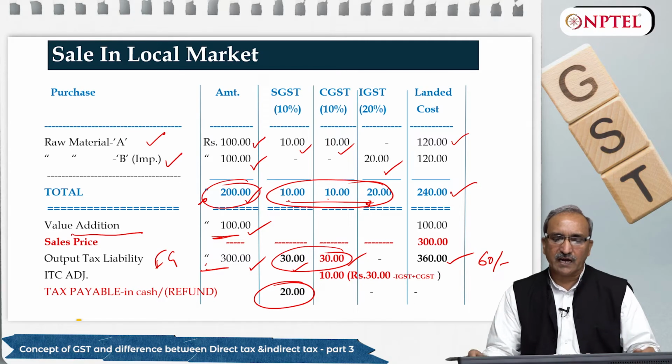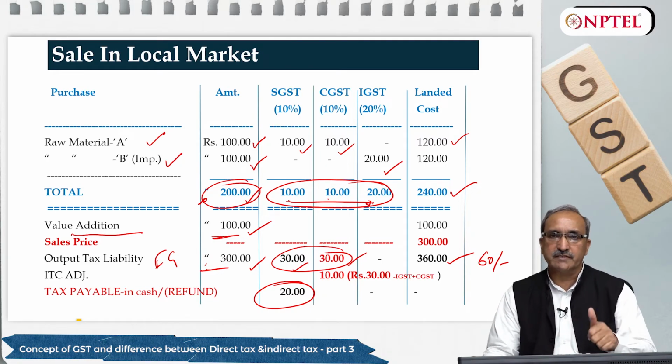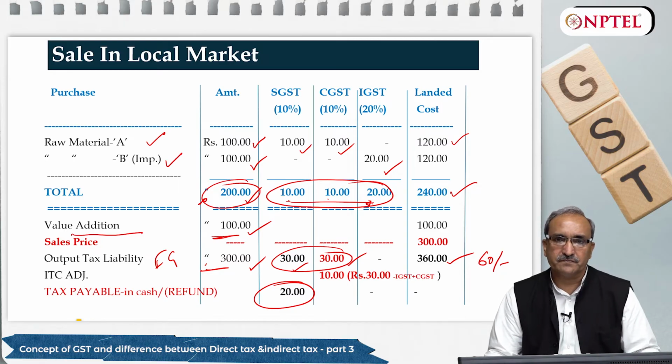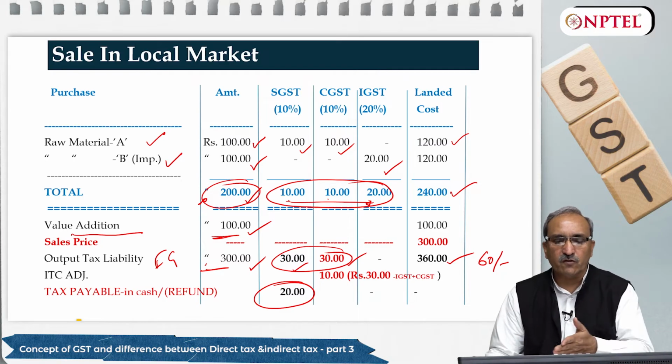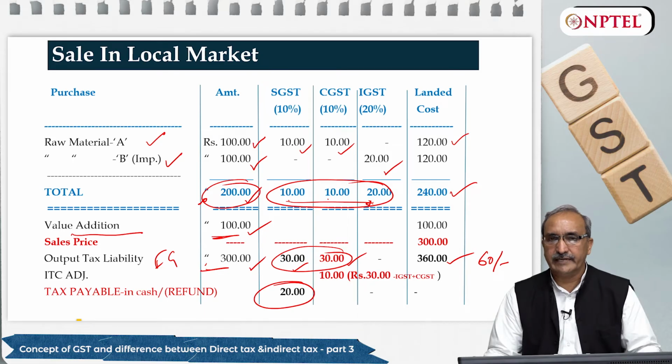So this 20 rupees, after adjusting my 40 rupees credit lying in my account, which I paid to the government through my suppliers, I will adjust that amount and 20 rupees net I will pay to the government. So this is the beauty of GST. I need not pay the taxes which I have already paid. There are some conditions on that. There are some terms on the adjustment of these taxes. We will see that also later on when we talk about ITC.